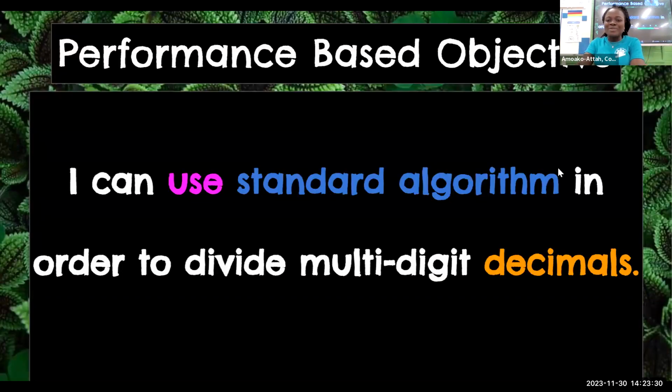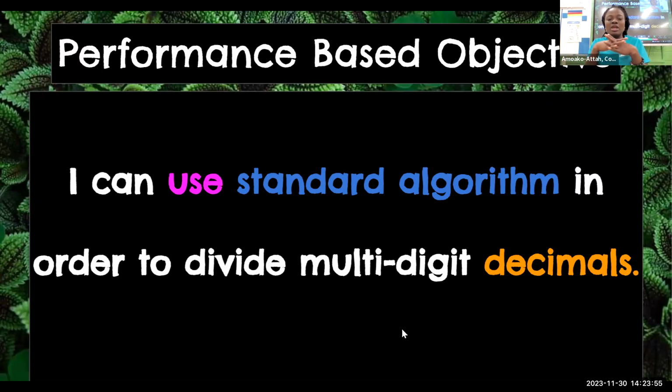Okay, back to our standard. I hope you guys enjoyed the video. Right, that was just something small for you to think about and do. So let's refer back to our learning target, or I can statement, or performance-based objective for the lesson. I can use the standard algorithm in order to divide multi-digit decimals.